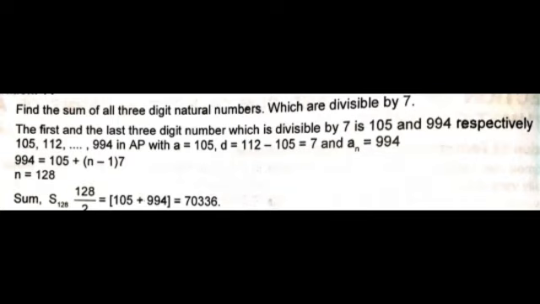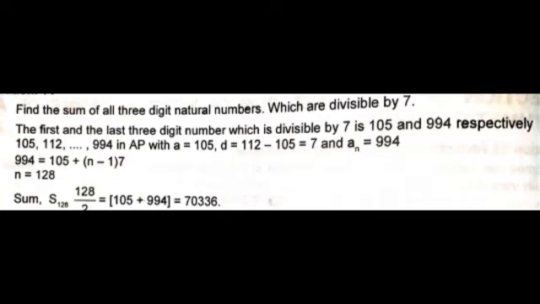a is equal to 105, d is equal to 7, and the last term an is equal to 994. So using the formula we can write the nth term, that is an equal to a plus (n minus 1) into d. Using that we can find the value of n, and here I have calculated it for you: n is equal to 128. So a total of 128 three-digit numbers are divisible by 7.